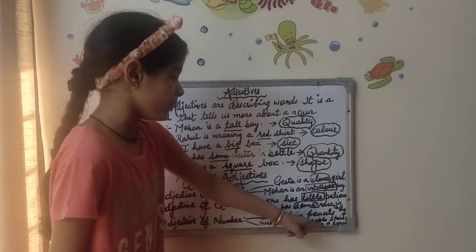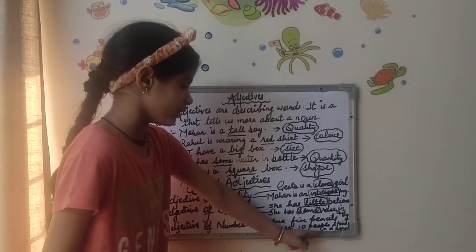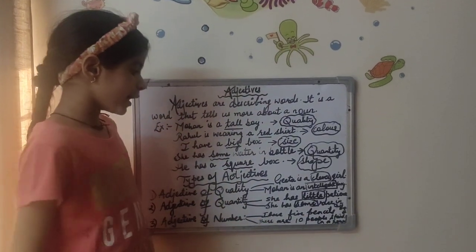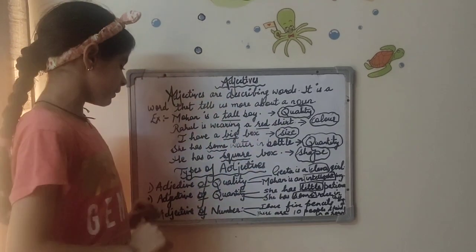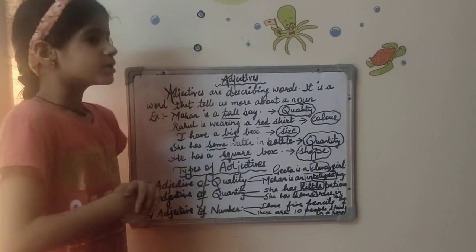There are 10 people standing in a row. I can measure it. There are 10 people standing in a row.